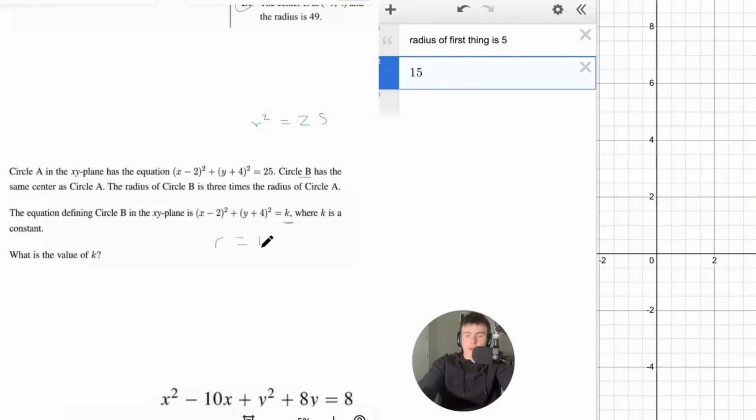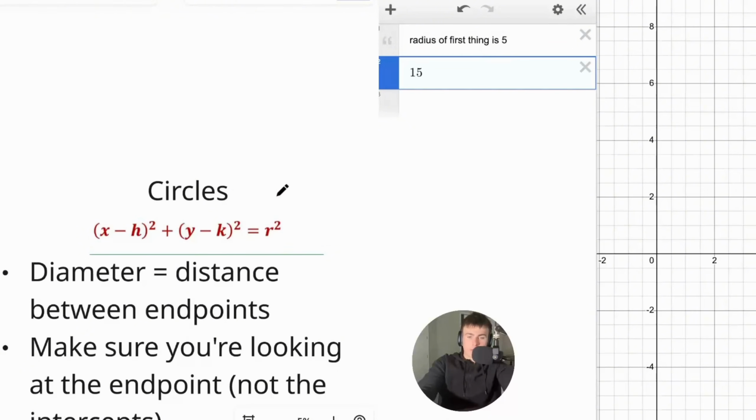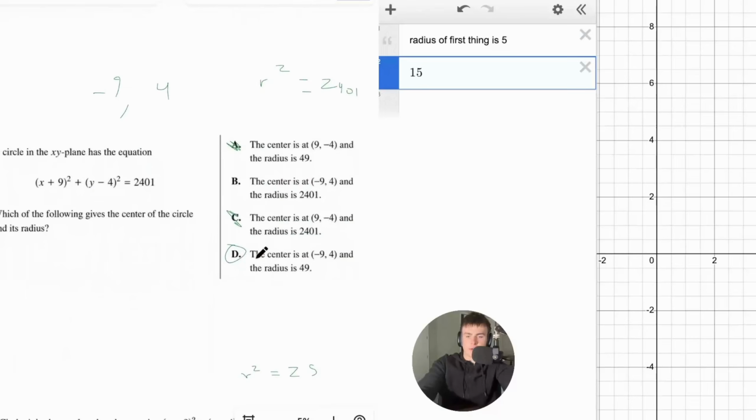The mistake everyone makes here is they will say the answer is 15. Yes, the radius is 15, but k is not 15, because keep in mind, back to the standard form, the last number is r squared. So if we know that r is 15, then we have to square that to find the k value, because that's the last number in the equation, right?